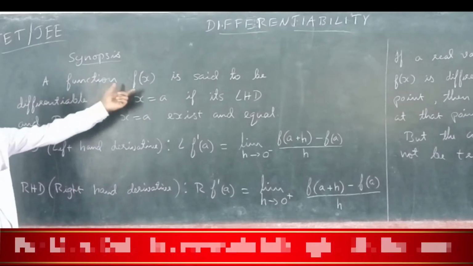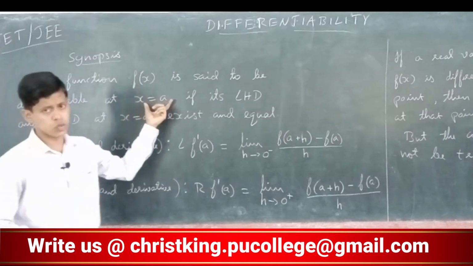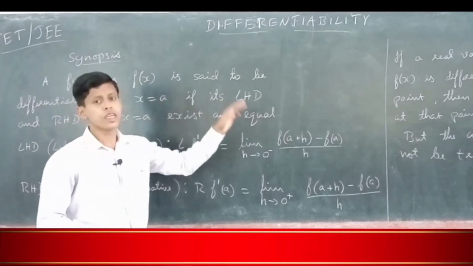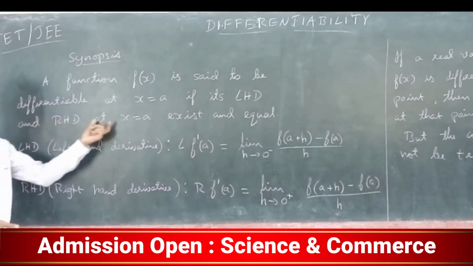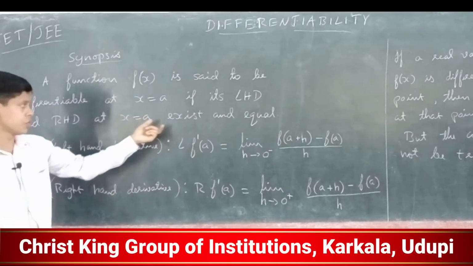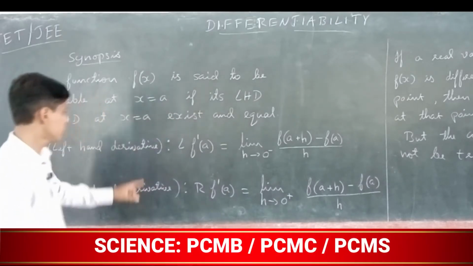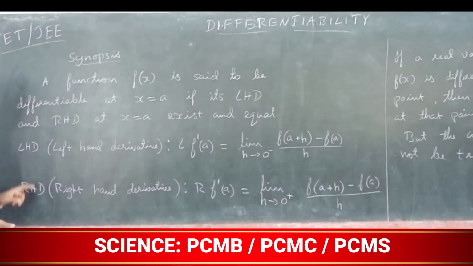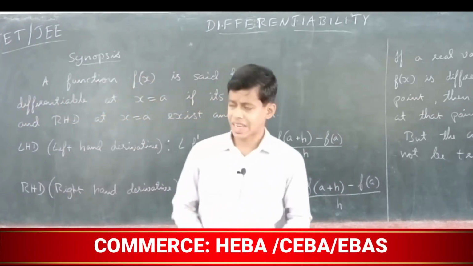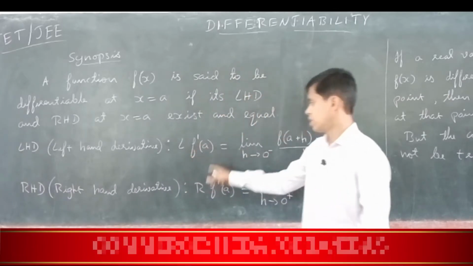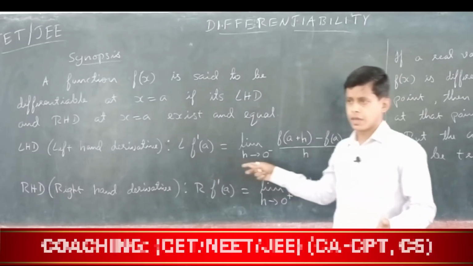A function f of x is said to be differentiable at a given point x is equal to a if its left hand derivative and the right hand derivative at the point x is equal to a exist and are equal. So, you must have the left hand derivative and right hand derivative exist, and they must be equal.